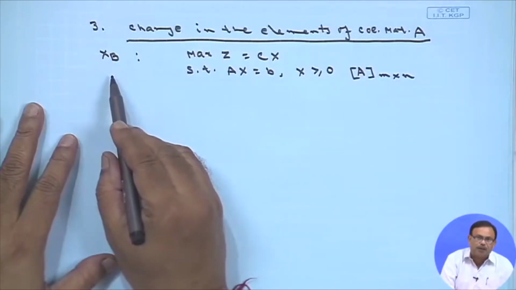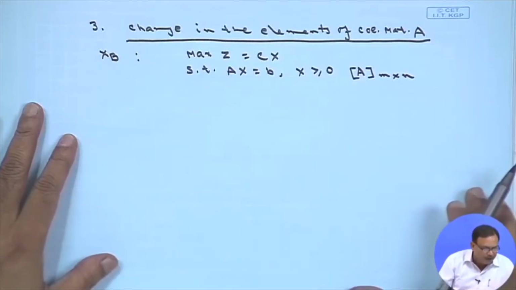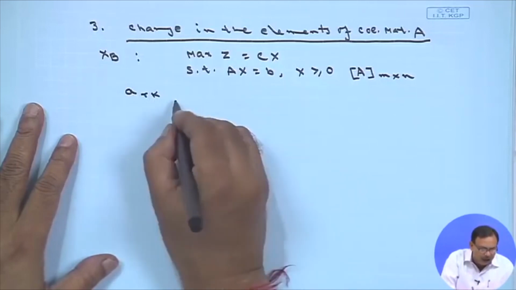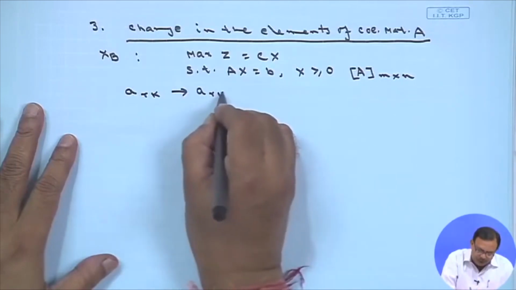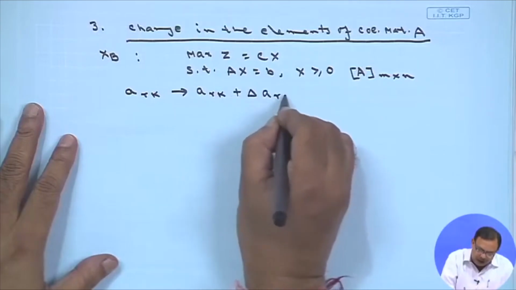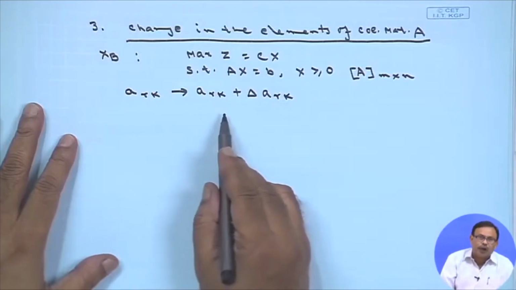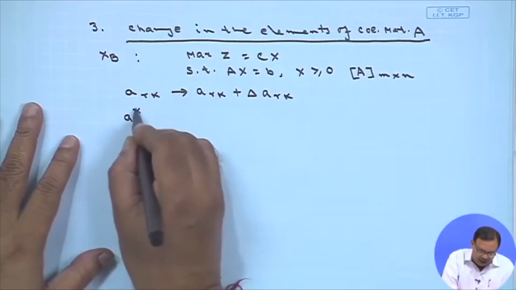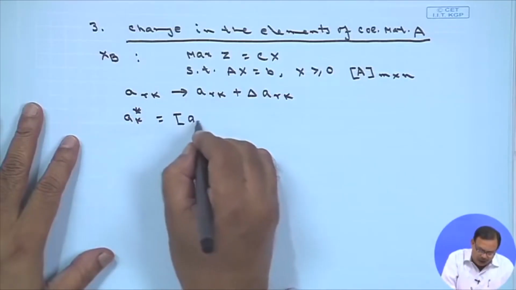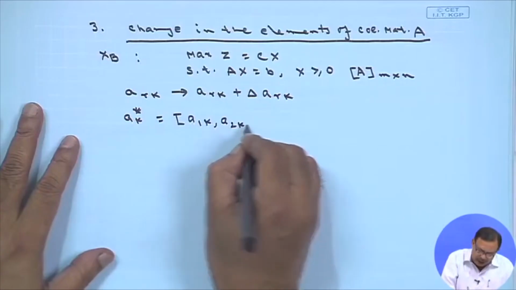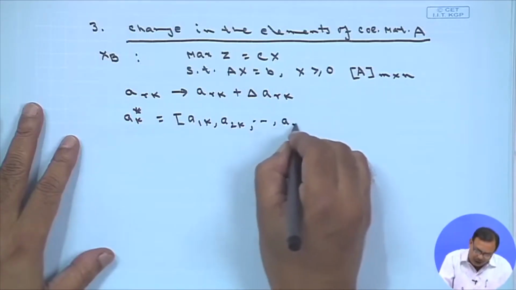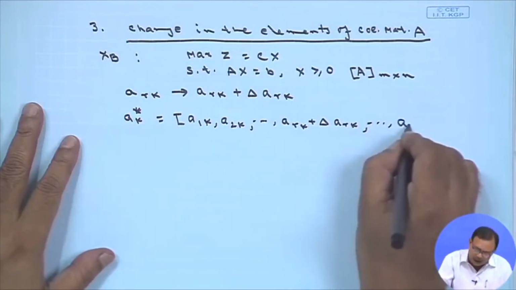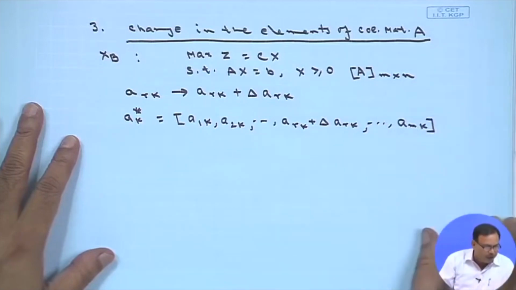Initially x_B is the optimal solution of this problem. Now suppose one element of A, say a_rk, is changed to a_rk plus delta a_rk. Then the modified vector a_k star can be written as a_1k, a_2k, and so on, a_rk plus delta a_rk, and so on, a_mk. This is the modified vector.